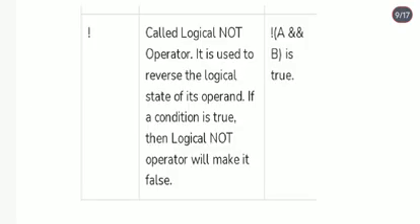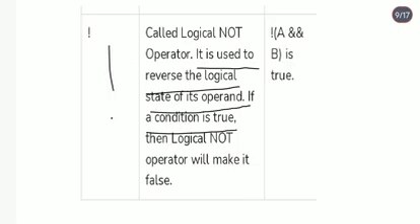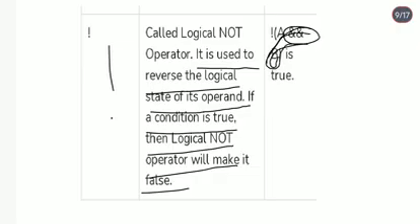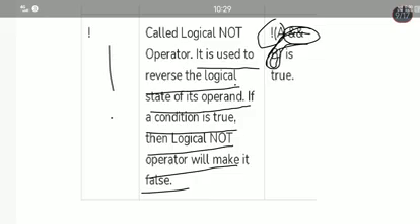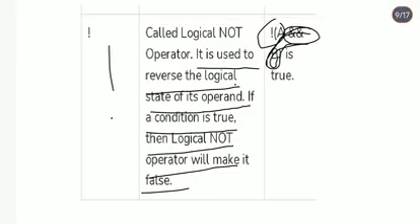Okay, and now we are going to read the NOT operator. This is a simple thing. It is clear from the meaning that this is just for not. It is used to reverse the logical state of its operand. If a condition is true, then the logical NOT operator will make it false. So if this is true, the NOT will do the reverse, because this is for not, and not true means false. And if this is false and NOT is given, then not false means true.